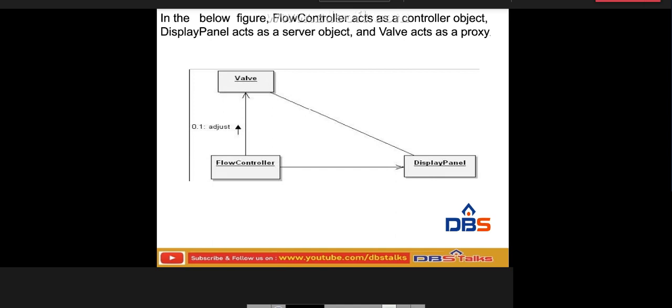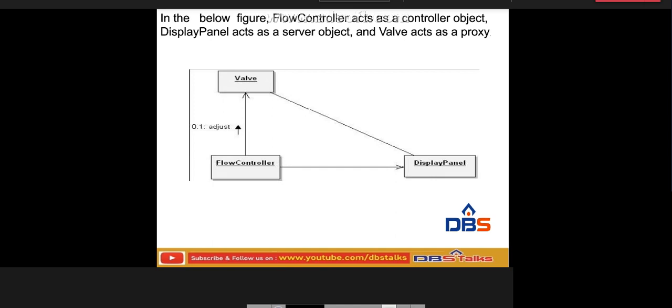Here we have three objects: the flow controller, the display panel, and the valve. The flow controller acts as a controlling object, it controls the other objects, and the display panel acts as a server object, it is operated upon by different types of objects. And the valve acts as a proxy. So three different types of objects are assigned: the first one is the flow controller object, the second one is the display panel object, and the third one is the valve object. So how can we identify an object?